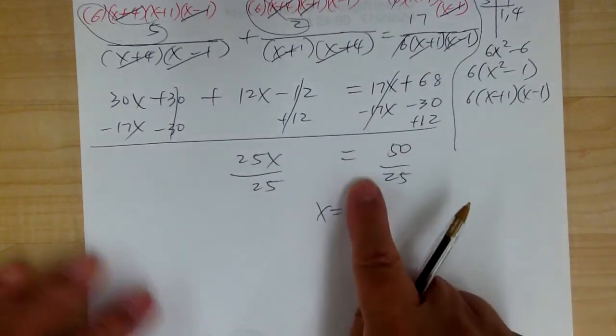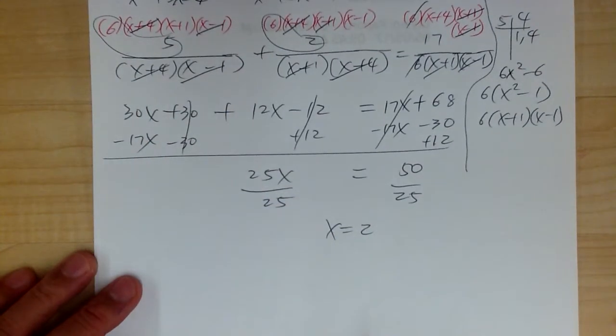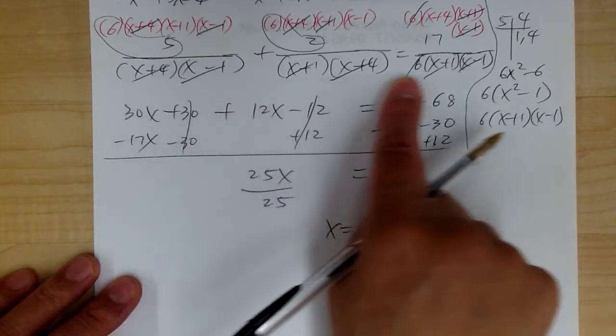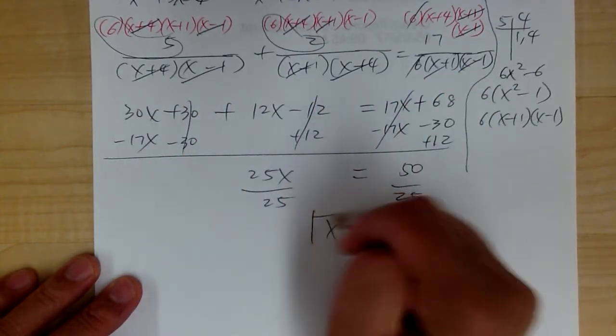Okay, then you have to check. Okay, look, check for excluded values. So -4 is no good, 1 is no good, +1 is no good. So this one is okay.